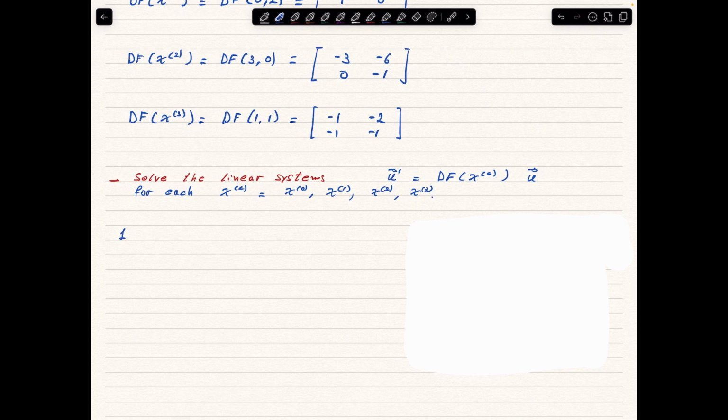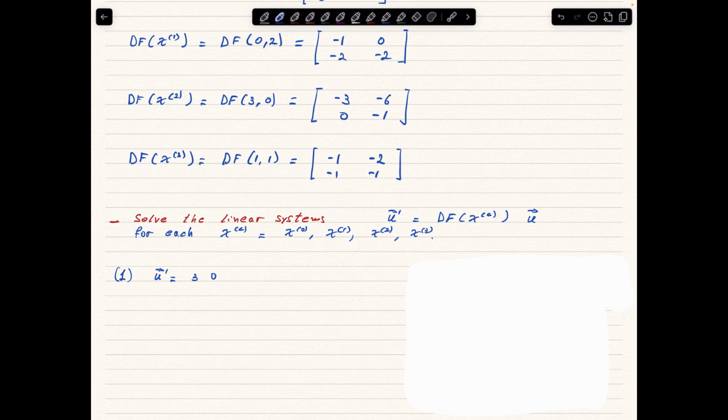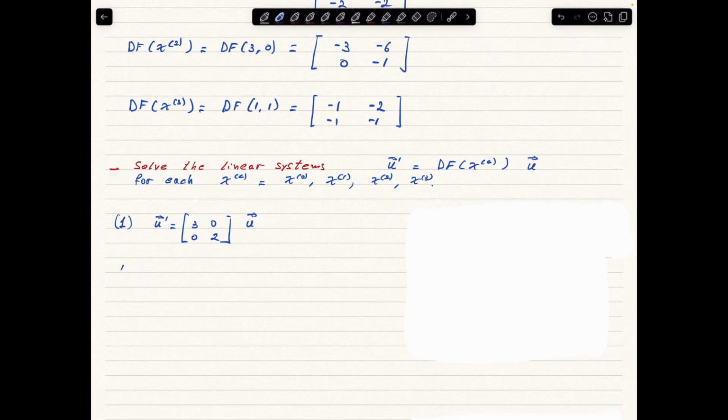Okay, so let's start with the solution for the first critical point. We need to solve the linear system u prime equal the matrix 3, 0, 0, 2, acting on the vector u. Well, this is a very simple system because it has eigenvalues.